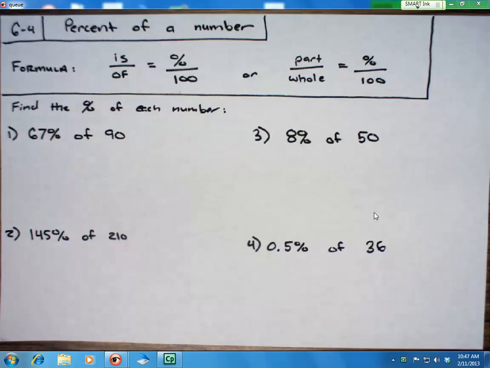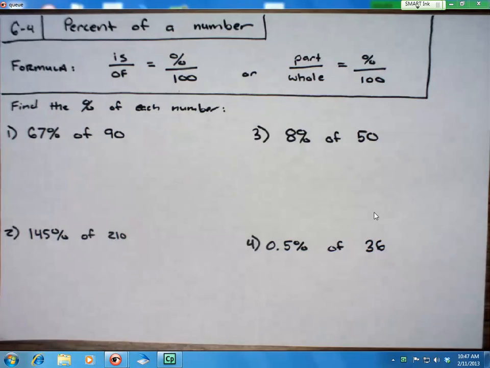So you should not have a hard time doing it, but if we can plug these numbers into our formula, we'll be able to find our answer fairly simply. All right, so let's take a look.